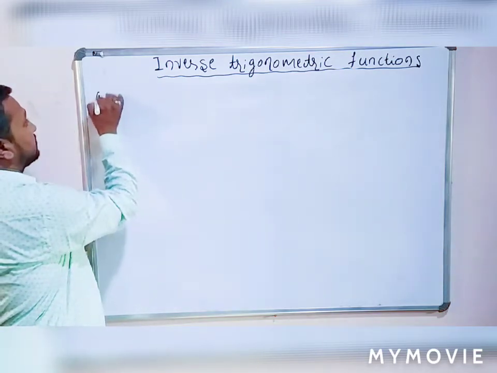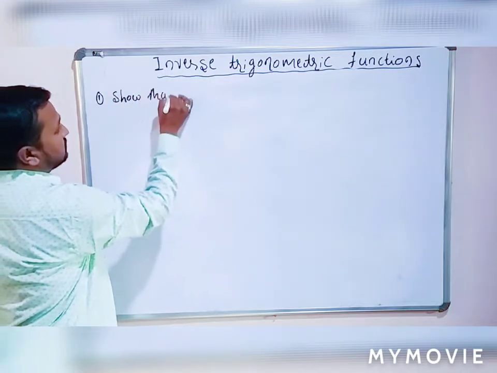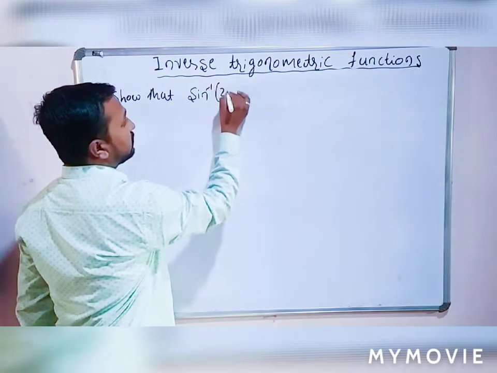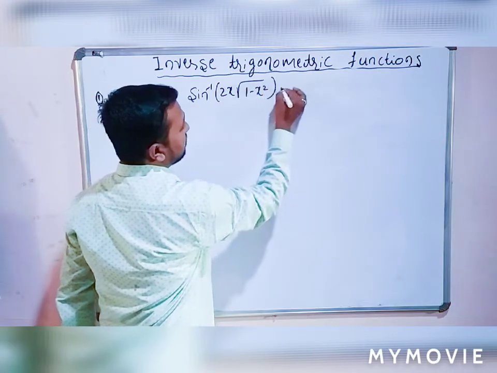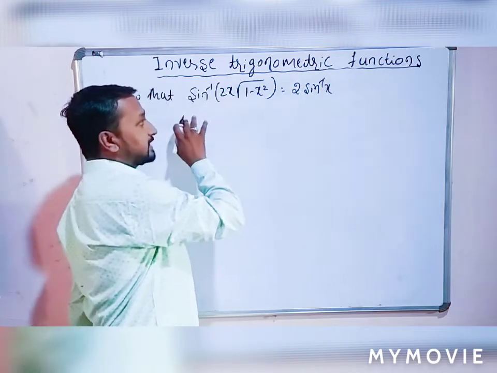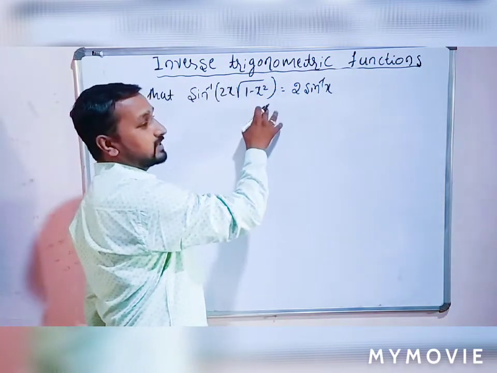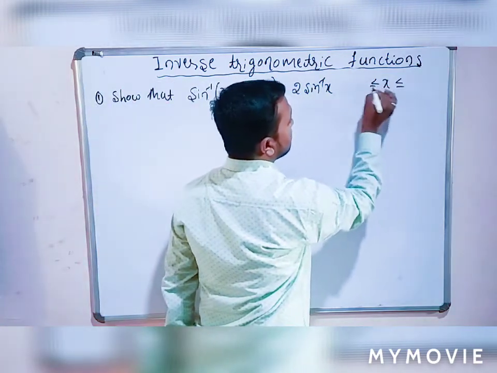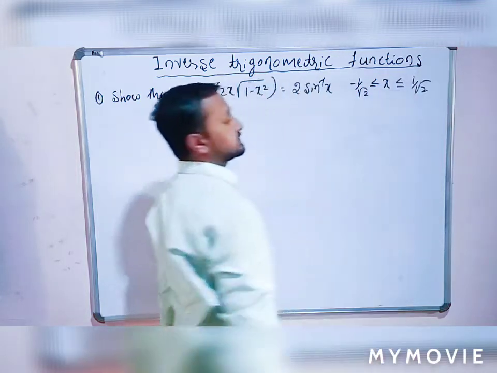Here, first one: show that sine inverse of 2x into root of 1 minus x square equals 2 sine inverse of x, for all x lying between minus 1 by root 2 to plus 1 by root 2.